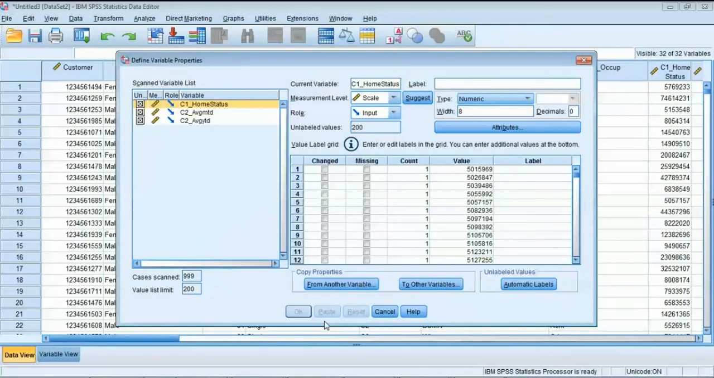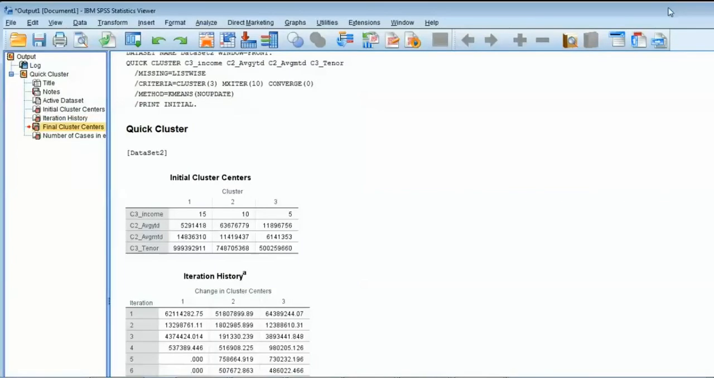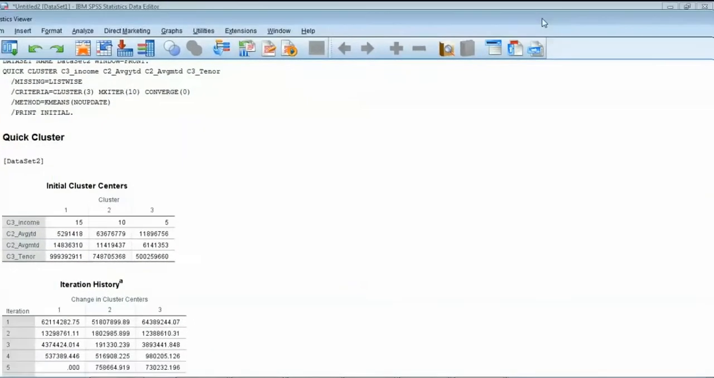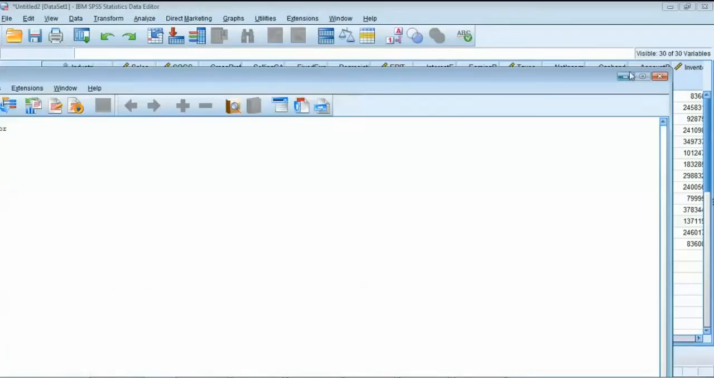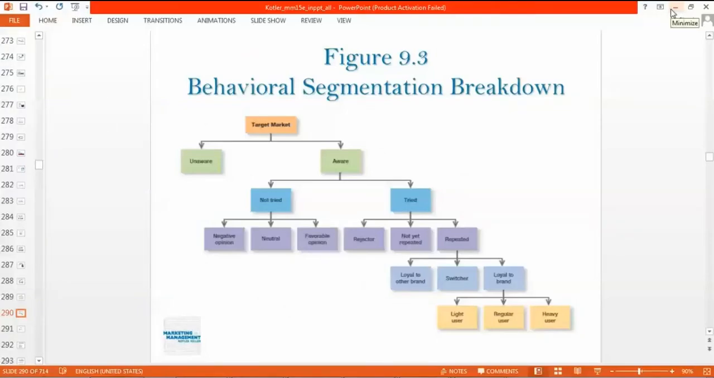All right, no worries, everyone. So okay, there is on the clustering model. This is just a refresher for you, that this is highly important for you all to understand how to conduct the clustering model. Good.